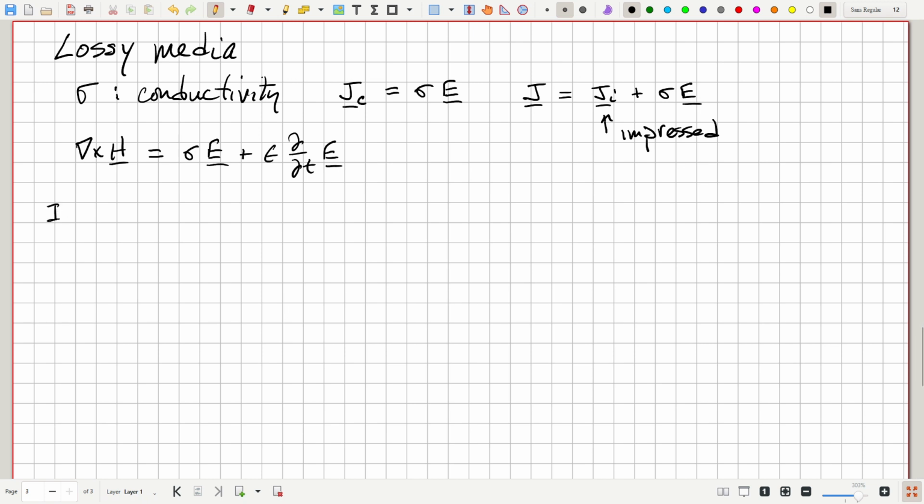In one dimension, this gives us the equation sigma Ez plus epsilon dEz/dt is equal to the x derivative of Hy. Okay, so this is the new term here.